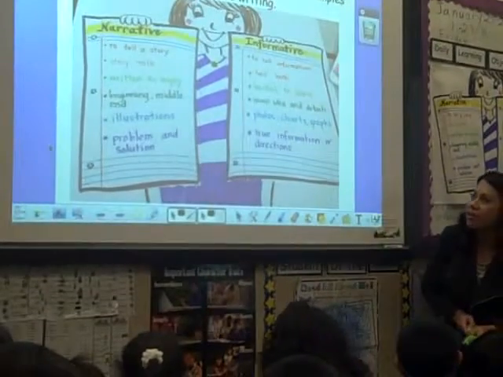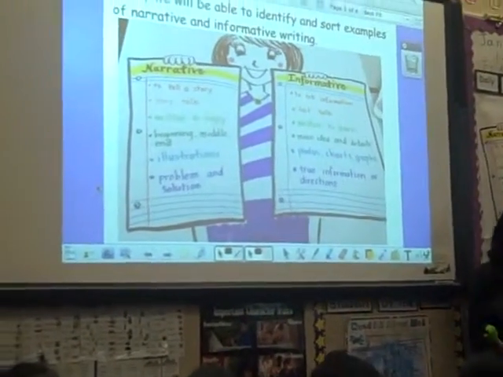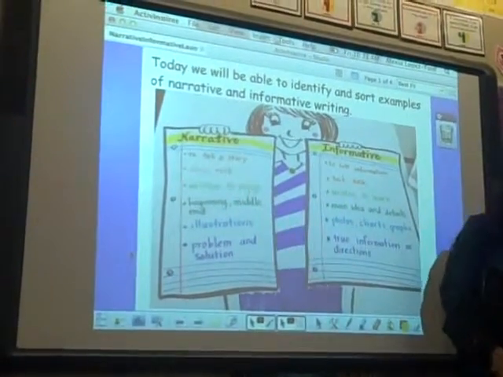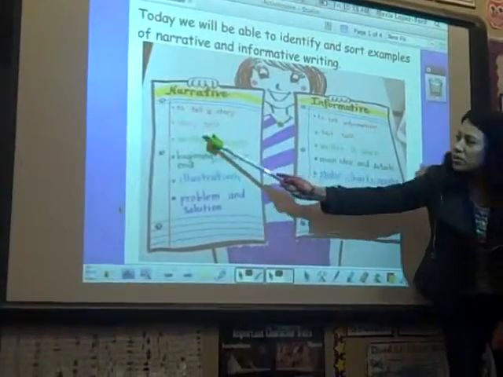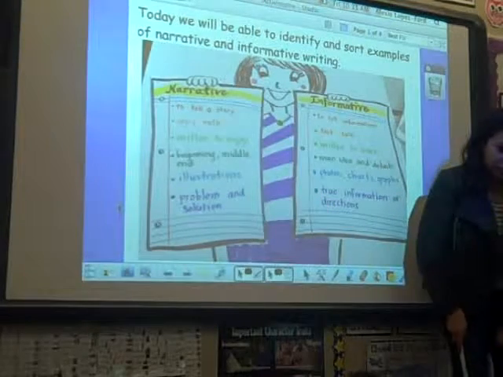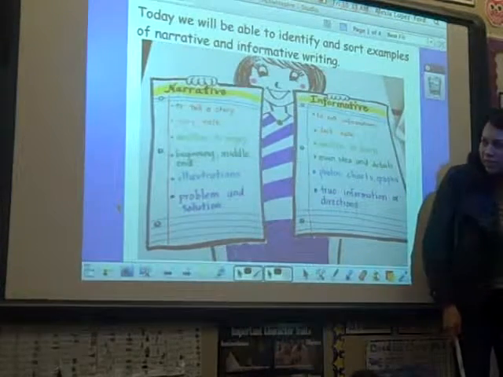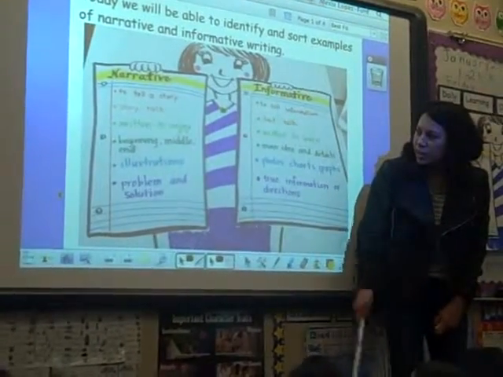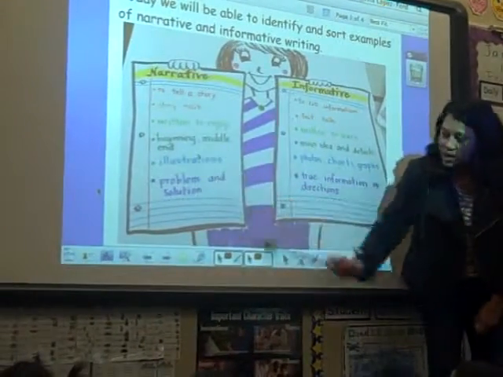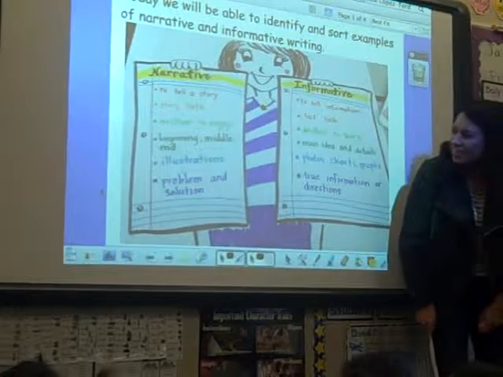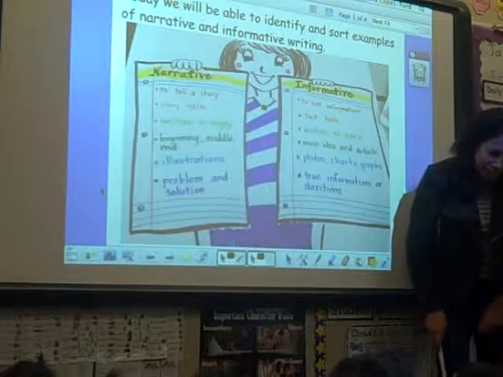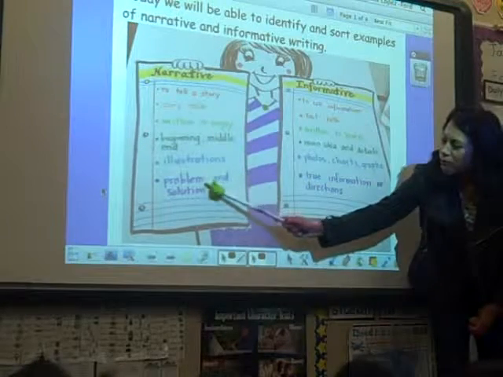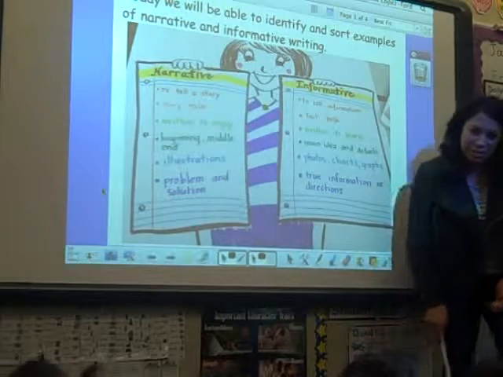I say, you say. Narrative writing is written to tell a story in story talk. It could be written for enjoyment, has a beginning, middle, and end, illustrations, and usually there's a problem and solution.